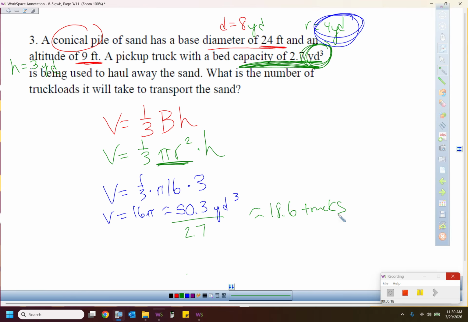Well, obviously you can't use 0.6 of a truck. We have to round up to 19 trucks. It's really the same truck every time, but they have to make 19 trips, truckloads, I guess, is what it would really be. Even if that was 18.1, you still have to round up to 19 because you need the truck a 19th time.